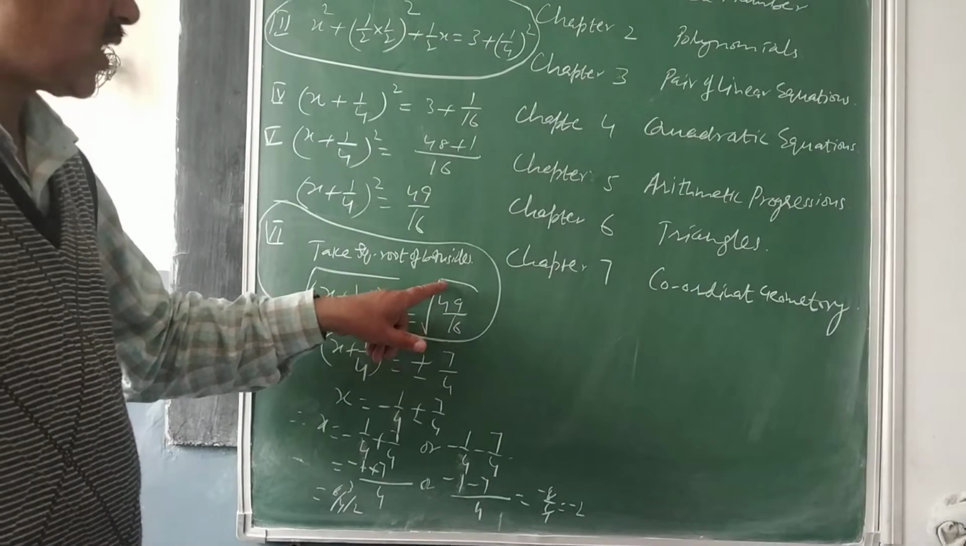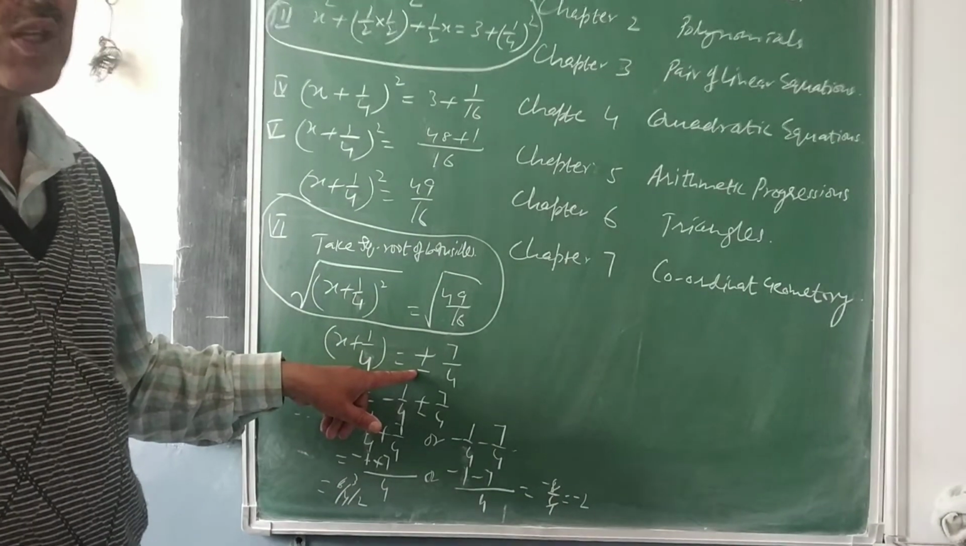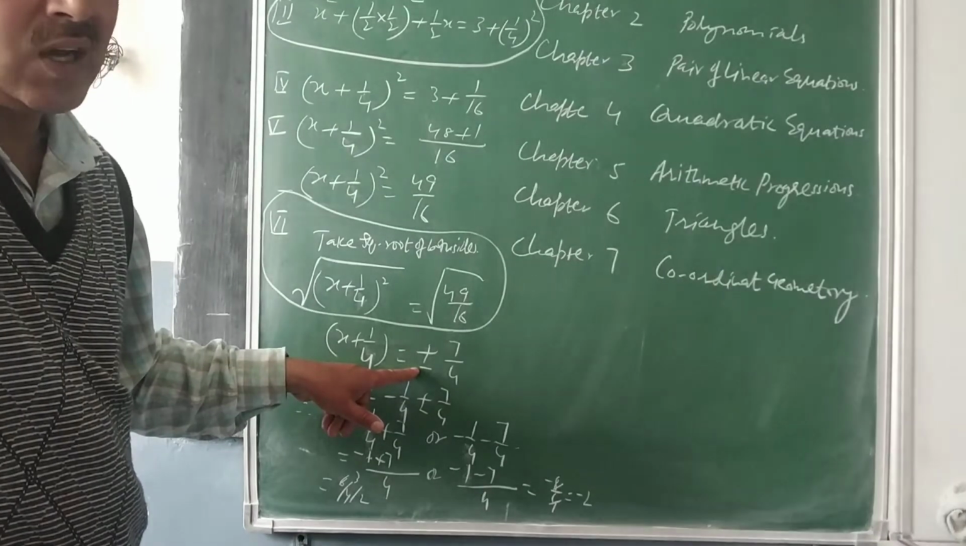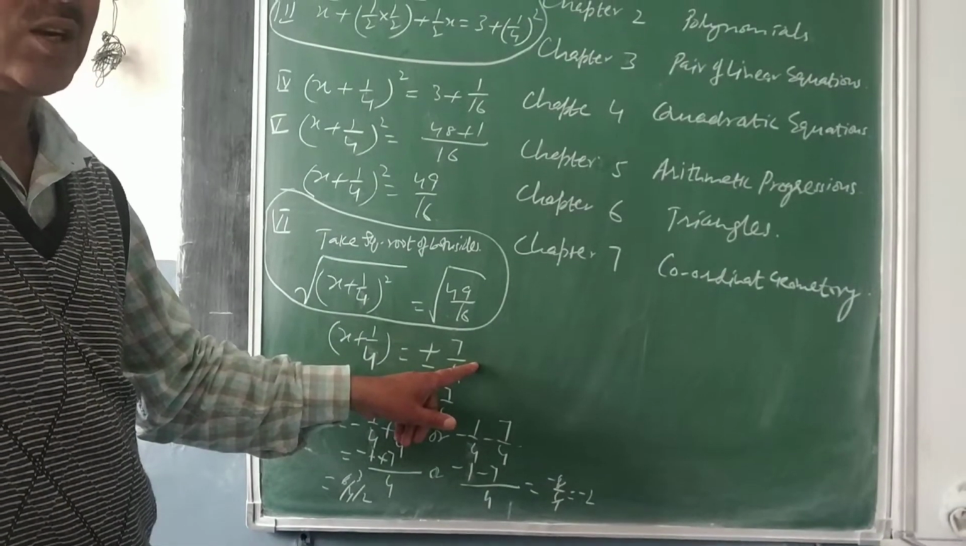Once these are perfect squares and you have taken the square root, you will always put both signs together, plus as well as minus. Remember, this is also very important from the understanding point of view.